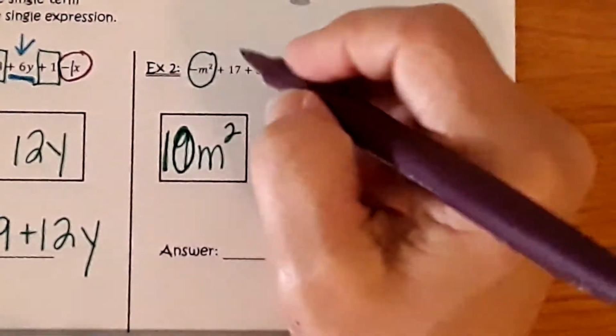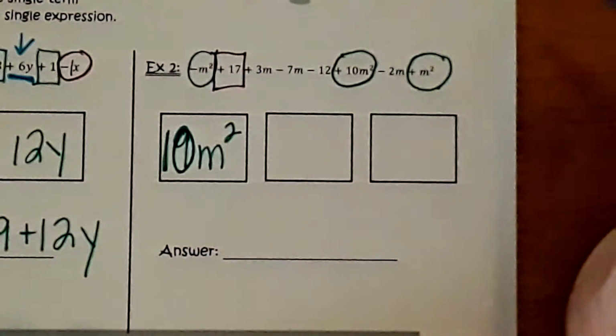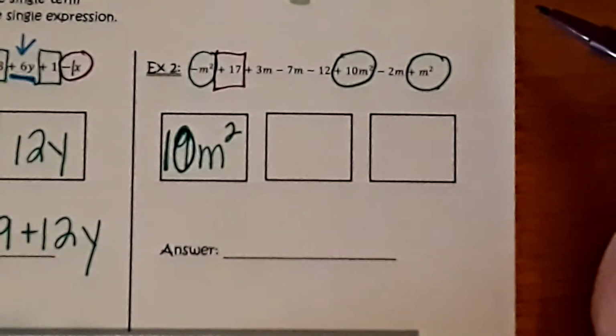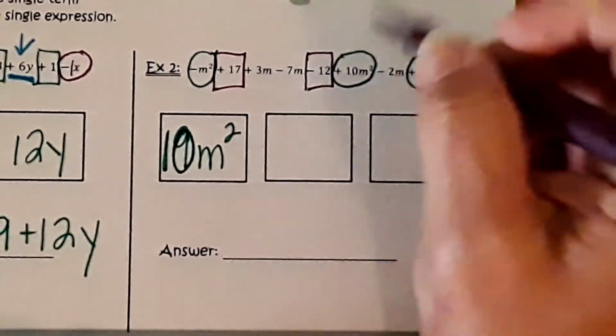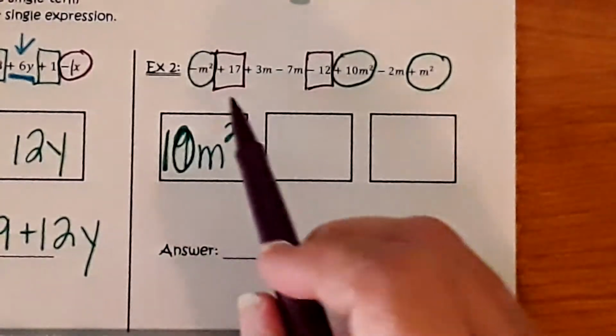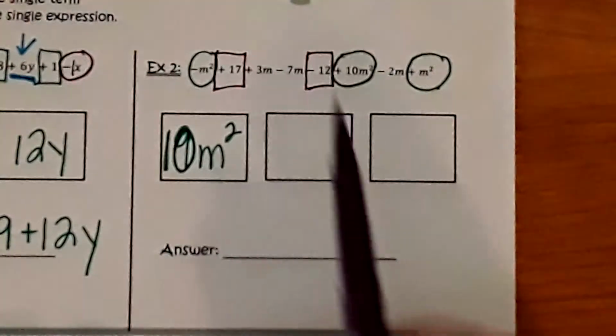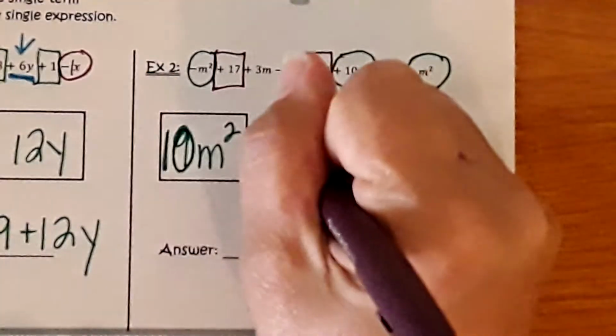Now, we're going to go with constants. So I'm going to put a little box around here. And I'm looking for constant terms. Constant terms are ones without variables. So 17 and negative 12, everything else has a variable. So I'm going to worry about those. So I have 17 minus 12. 17 minus 12 is 5.